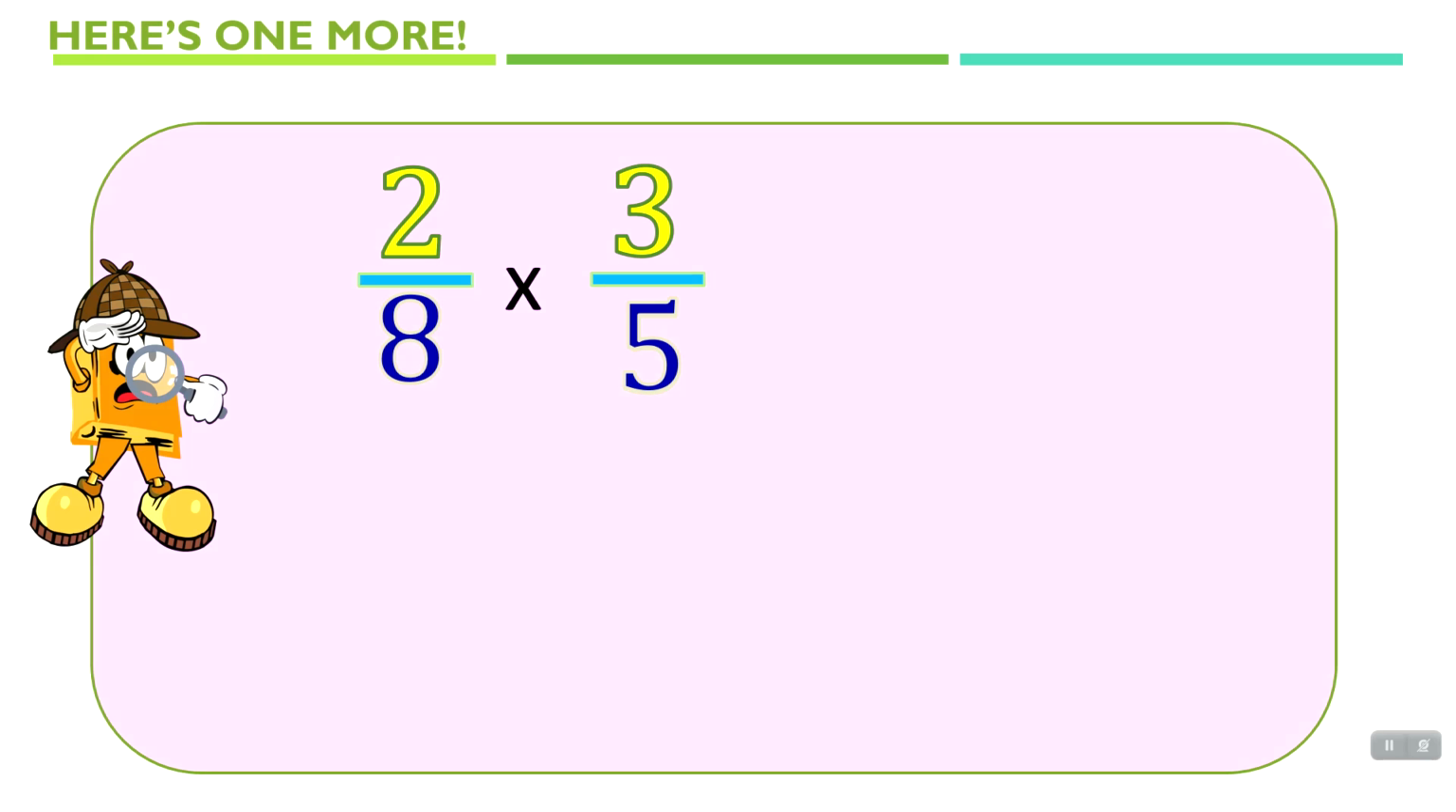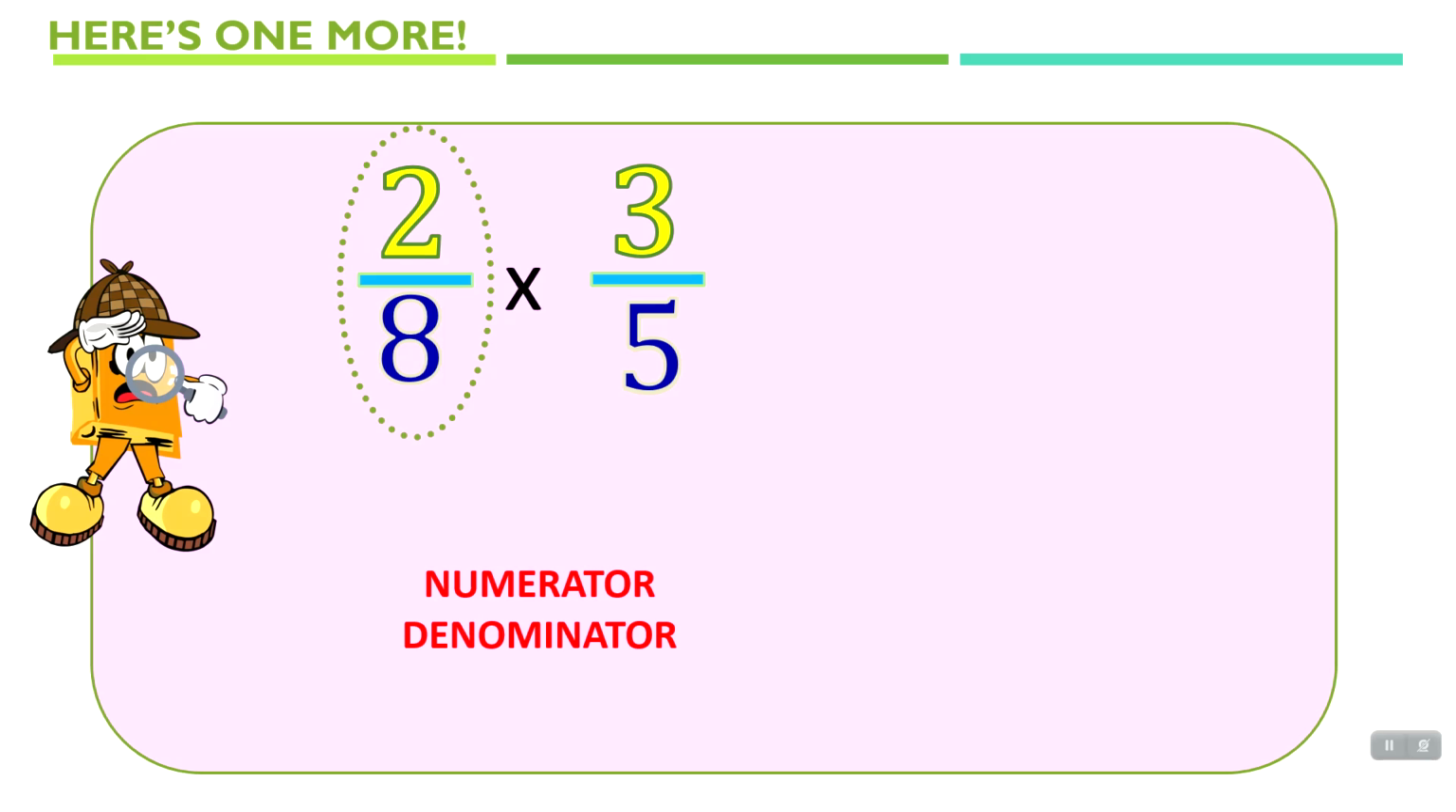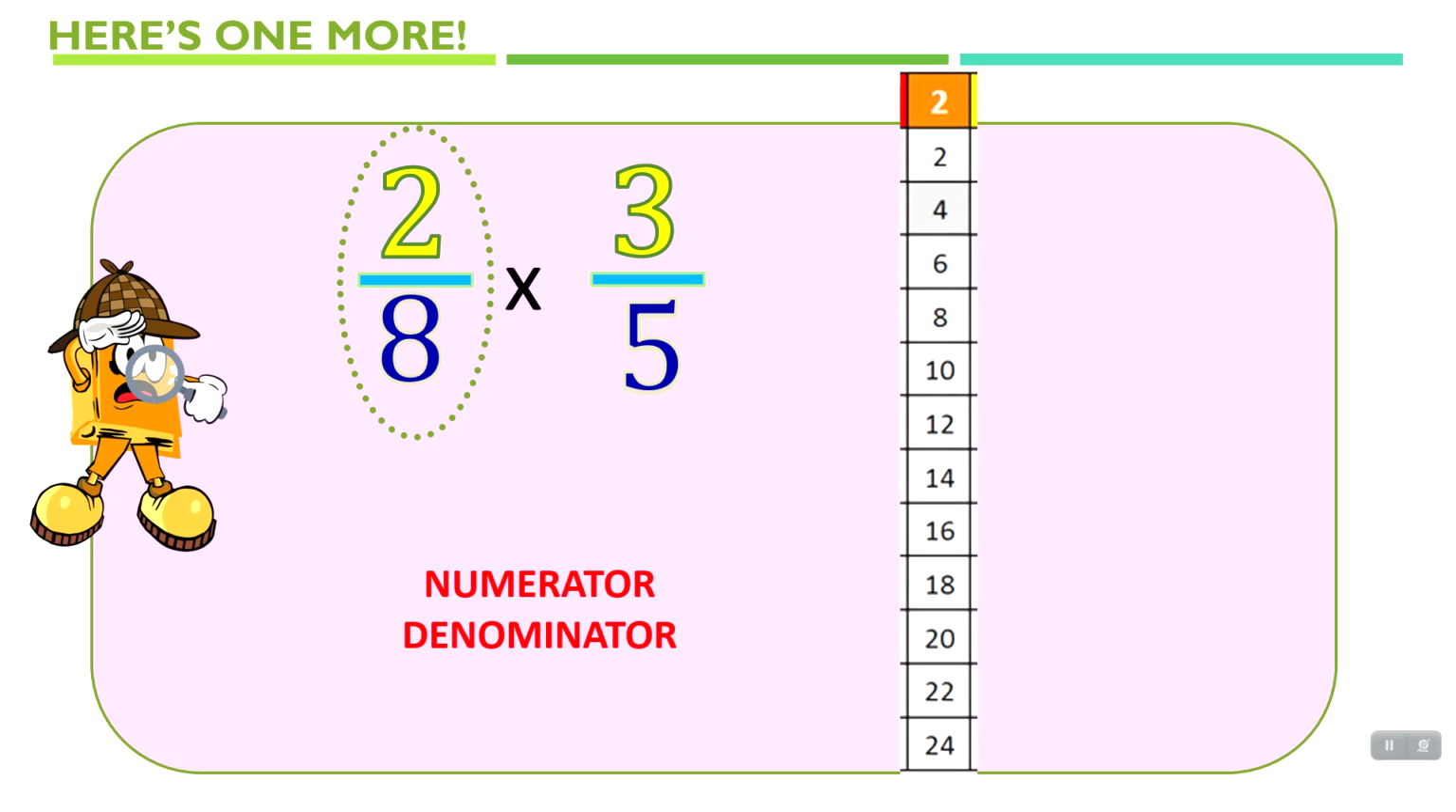Here's one more. 2 out of 8 multiplied by 3 out of 5. Again, let's check to see if we can reduce the fractions first before we multiply by finding a numerator and denominator pair. So 2 and 8. I know that they are in my 2 times table, so I can divide both of them by 2.